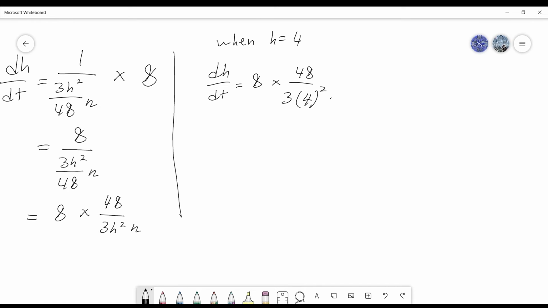So my answer is 8 multiplied by 48 pi, so 8 over pi. Finally, we can conclude that the ice cream will increase at the rate of 8 over pi centimeters per second when the height is at 4 centimeters.